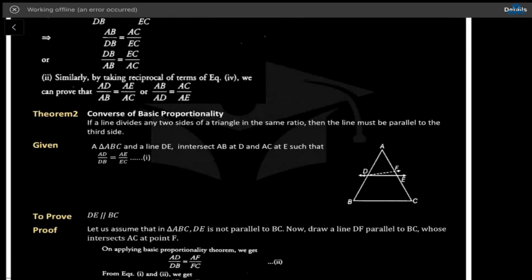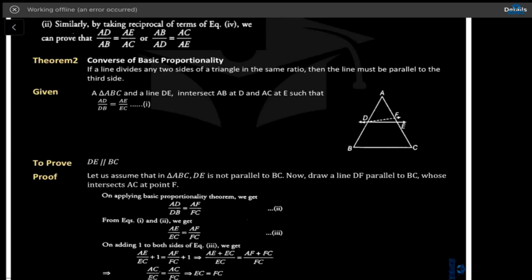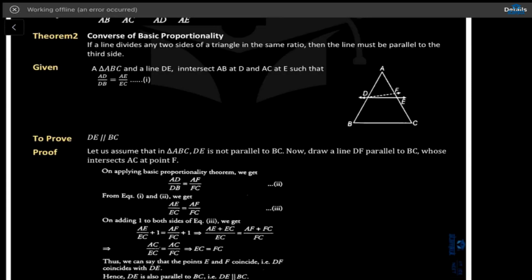Any doubt in BPT theorem? If it is clear, then let's see the converse of BPT, the converse of basic proportionality theorem. Now, what does the converse say? That if a line divides any two sides of a triangle in the same ratio, then the line must be parallel to the third side. That means if AD by DB is equal to AE by EC, then prove that DE and BC are parallel. Just the opposite of what we did till now.